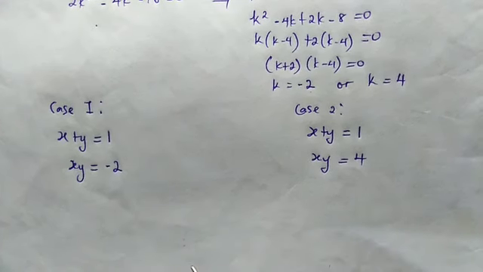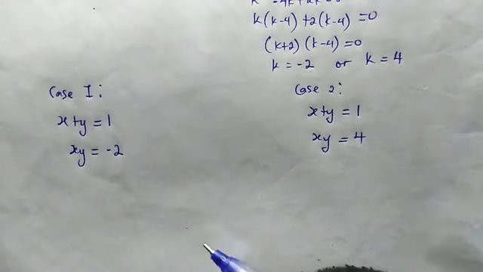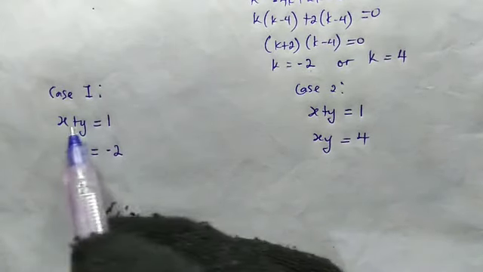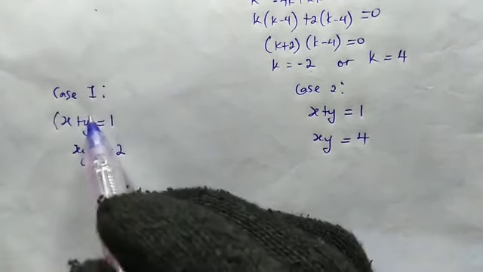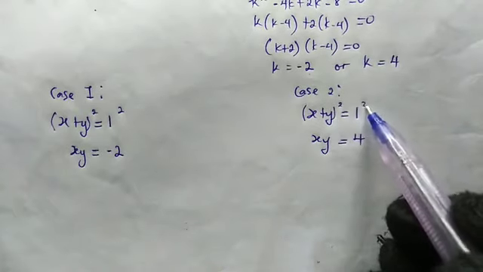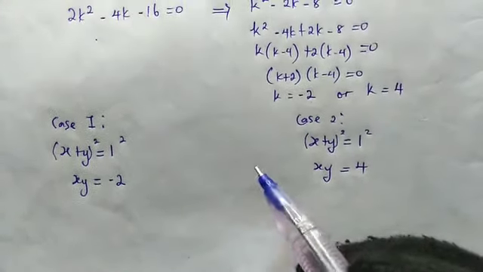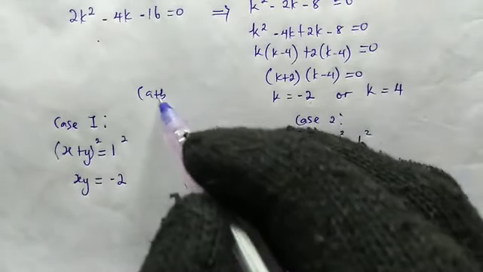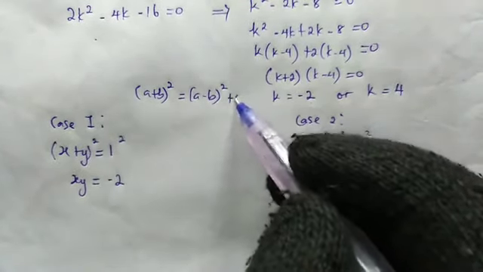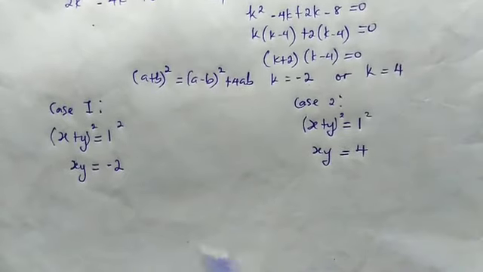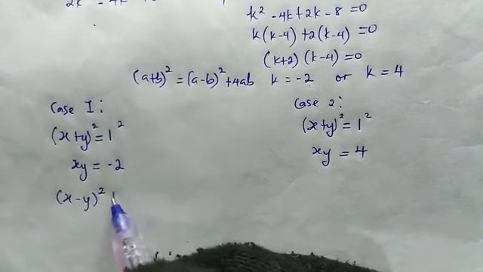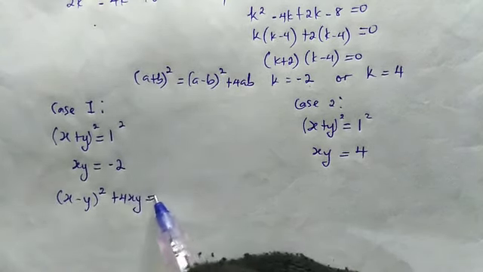But there's something that I love doing. I don't want to involve quadratic equation here. So how we do this: if I square both sides of this equation, this is squared and this is squared. Now I'm going to use this property: a plus b squared is equal to a minus b squared plus 4ab. So here this is going to be x minus y squared plus 4xy, this is equal to 1.